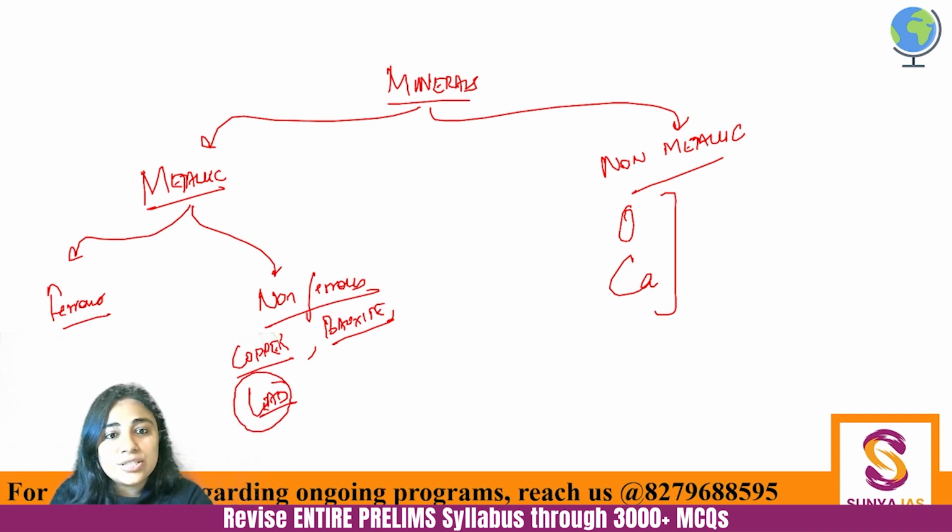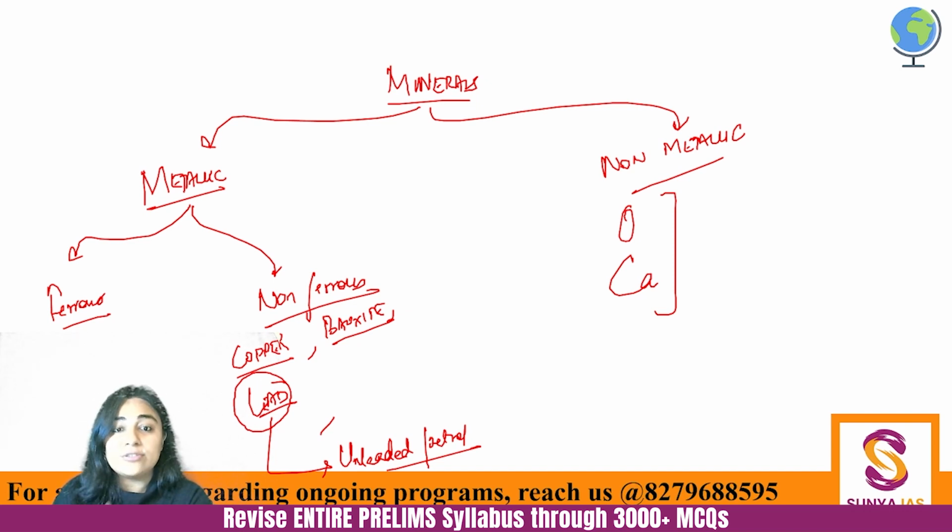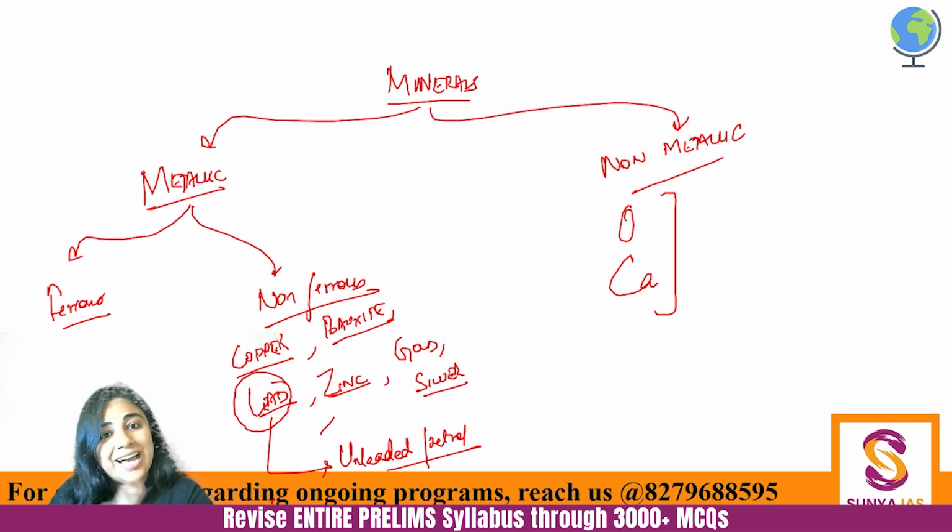And lead is a very dangerous metal. That is why dangerous mineral overall. That is why we use unleaded petrol now. Unleaded petrol. We don't allow using leaded petrol anymore. It should not be having lead. It's very dangerous. Fine. Then there is zinc, which is a non-ferrous metal. Then of course there is gold. Then of course there is silver. These are all metals which do not have iron in them.